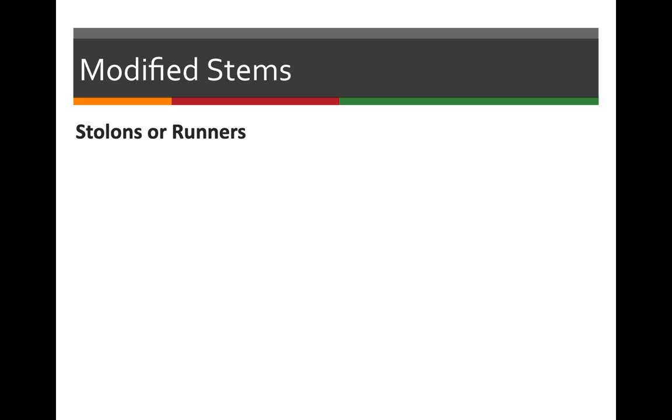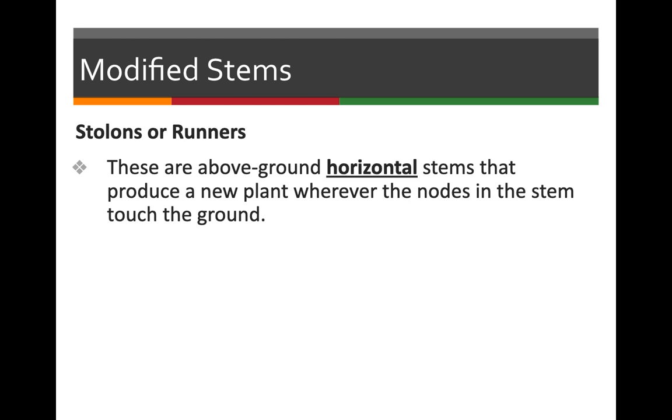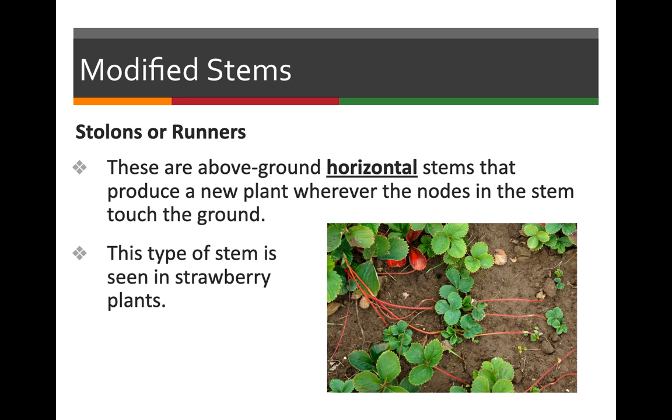So moving on to modified stems. First, there are things called stolons or runners. You may have heard of runners. These are above ground horizontal stems that produce a new plant wherever the nodes in the stem touch the ground. Okay, and the most common one that I could think of is strawberry plants send out these runners, right? So the stem goes out, and where it touches the ground, you start to form a new plant.